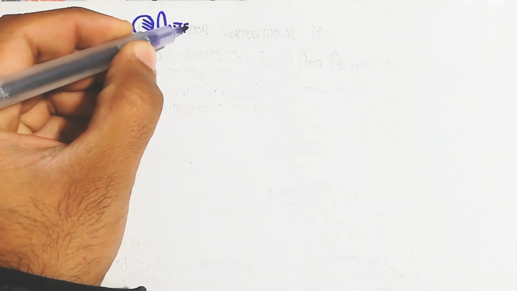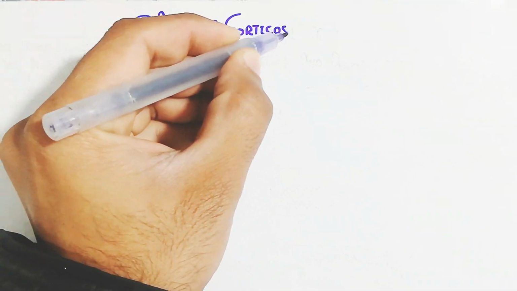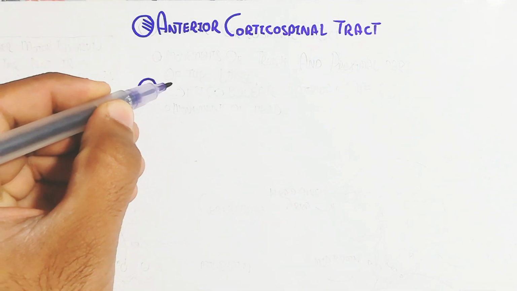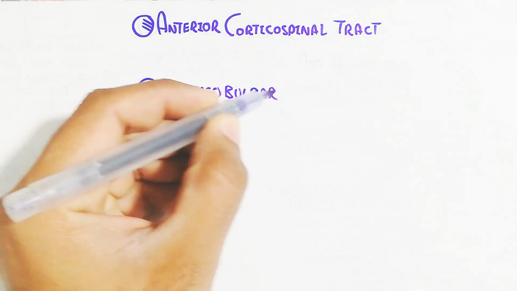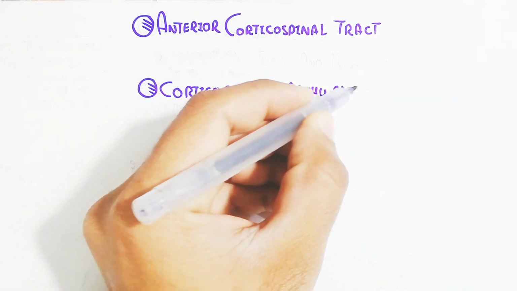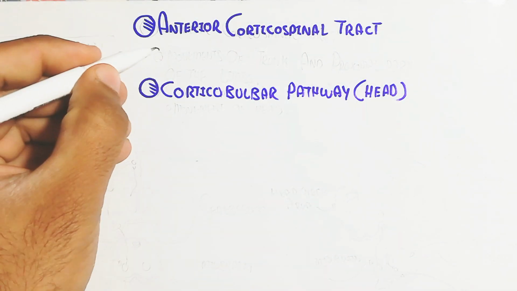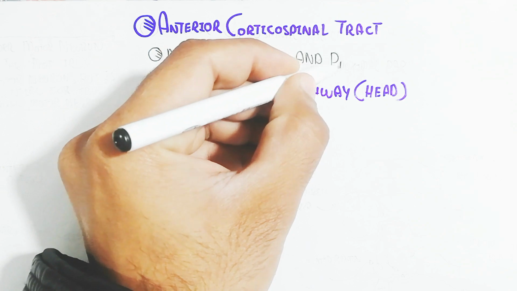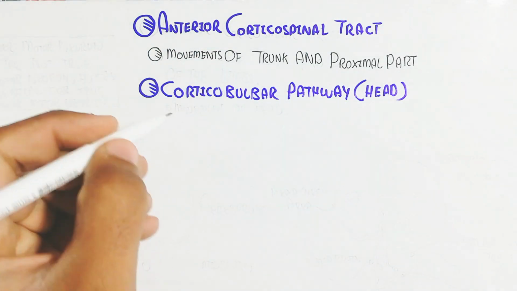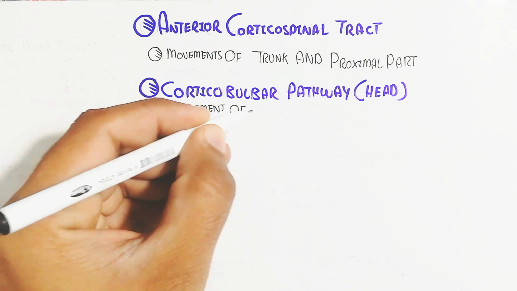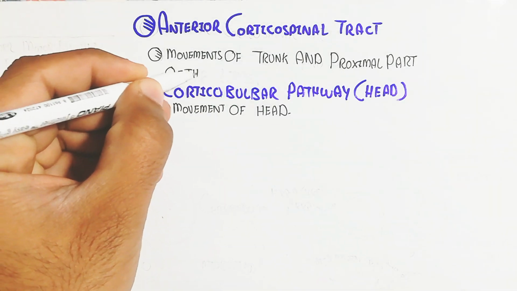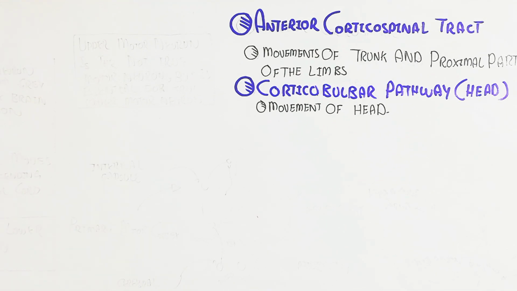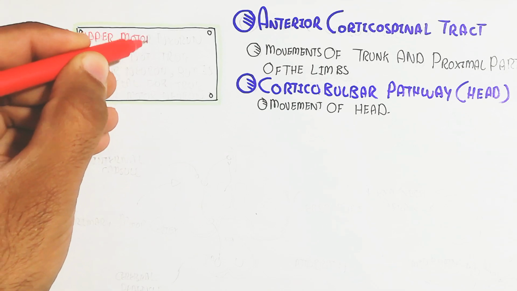Hello, in this video we will understand the anterior corticospinal tract, the lateral corticospinal tract and the corticobulbar pathway, which is for movement of the head. The corticospinal tract, the lateral and anterior corticospinal tract, is involved in movement of the trunk and proximal part of the limb, but we will focus on the anterior and lateral corticospinal tract. While for the corticobulbar pathway, we will also understand how it is possible for the movement of the head.